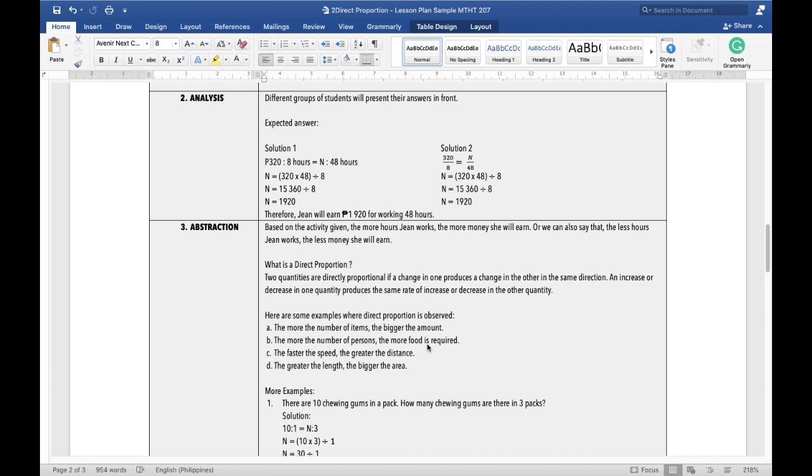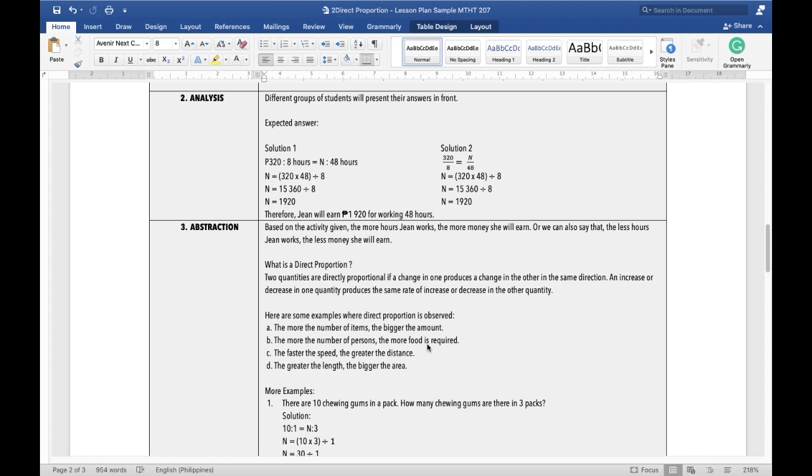That's why we have this abstraction part of the lesson plan. So that's the time we can inject everything that we want that the students missed. What do we mean by direct proportion? Two quantities are directly proportional if a change in one produces a change in the other in the same direction. An increase or decrease in one quantity produces the same rate of increase or decrease in the other quantity.